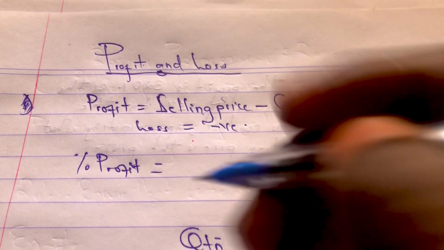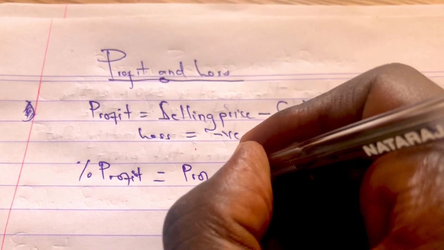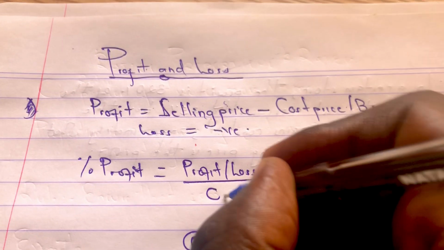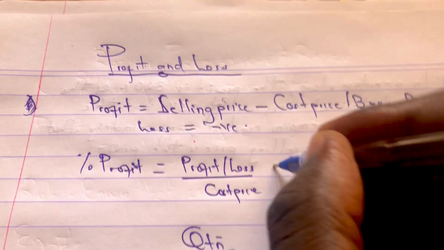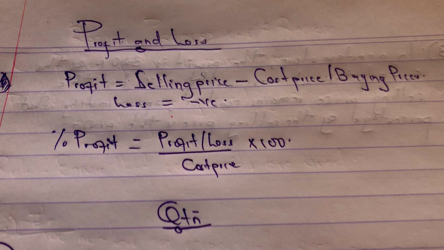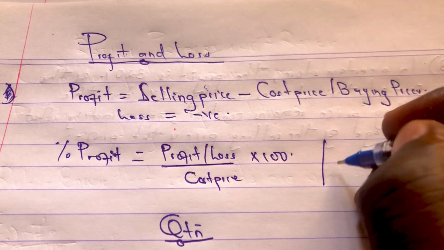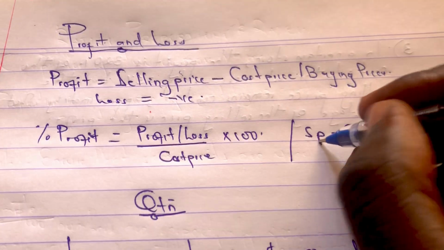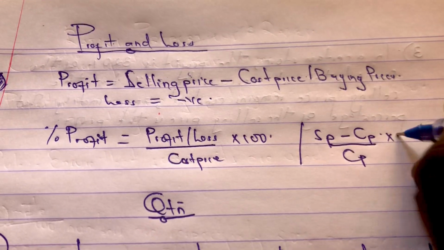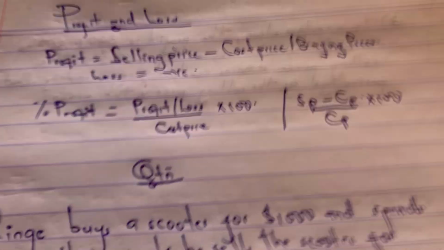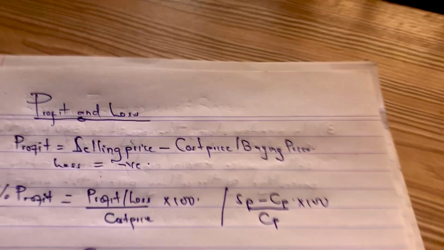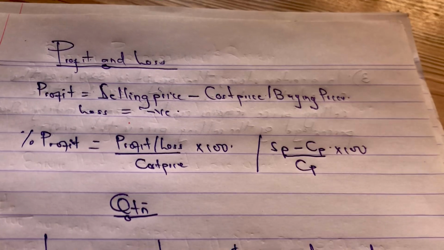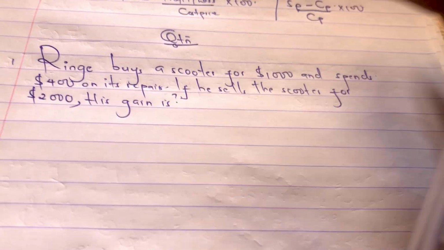The formula for percentage profit is profit or loss over the cost price or the buying price times 100. In some books, they will tell you this is SP, which is the selling price, minus the cost price over the cost price times 100. These are the two formulas you need to know, and you just need to know the concept and be able to answer the rest of the questions. So let's see some questions here.